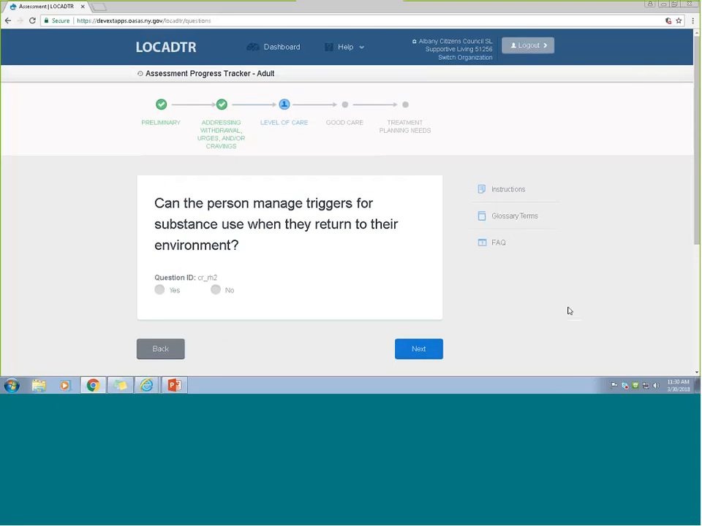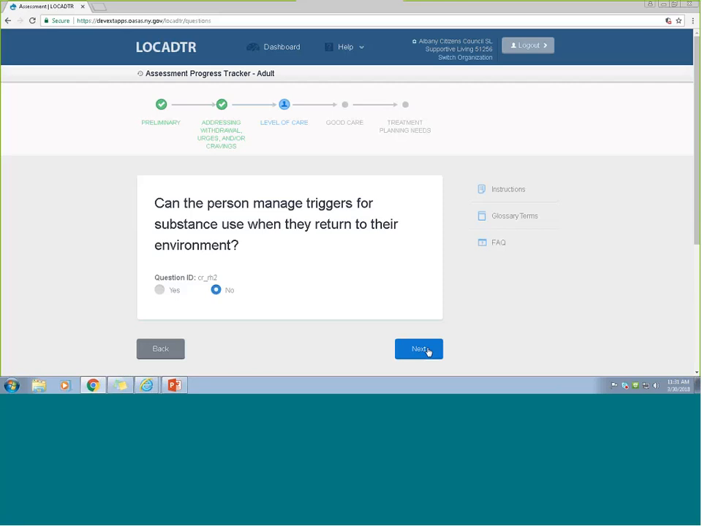Next, we ask, can the person manage triggers for substance use when they return to their environment? So we are going to say no to that. This is a person who is having some interpersonal difficulty, and they also are not expressing a commitment or an understanding of what these triggers mean for them. So we're going to answer no to that.